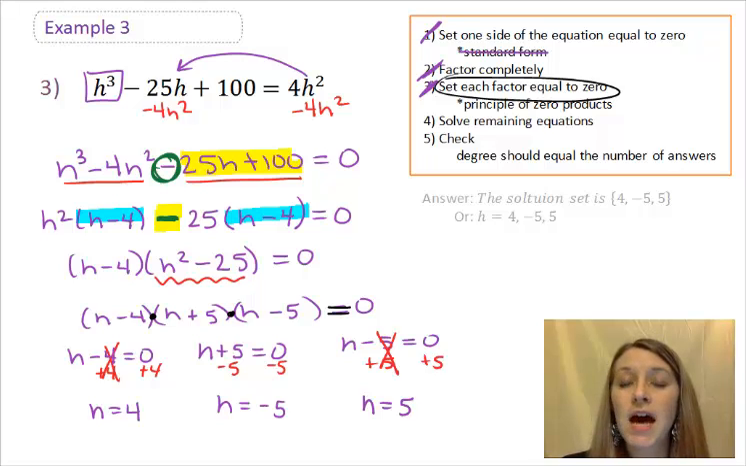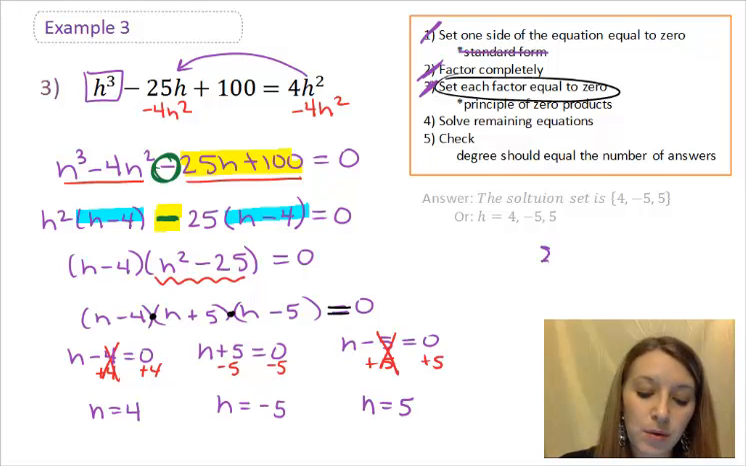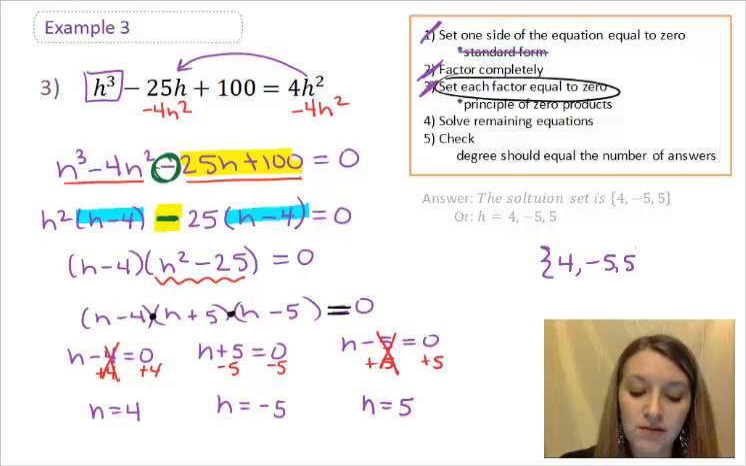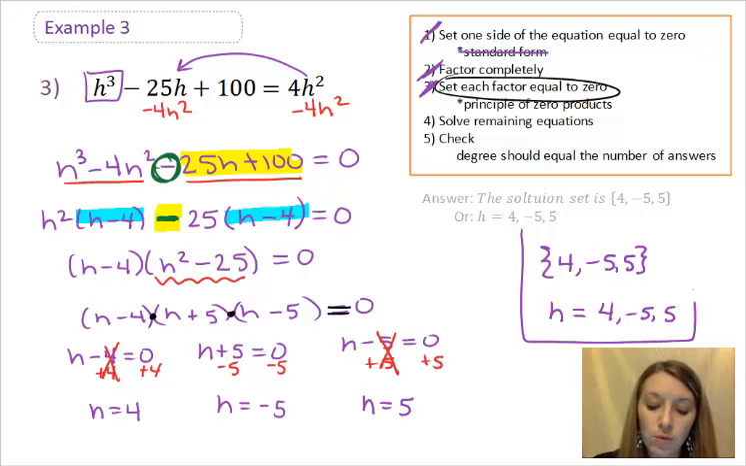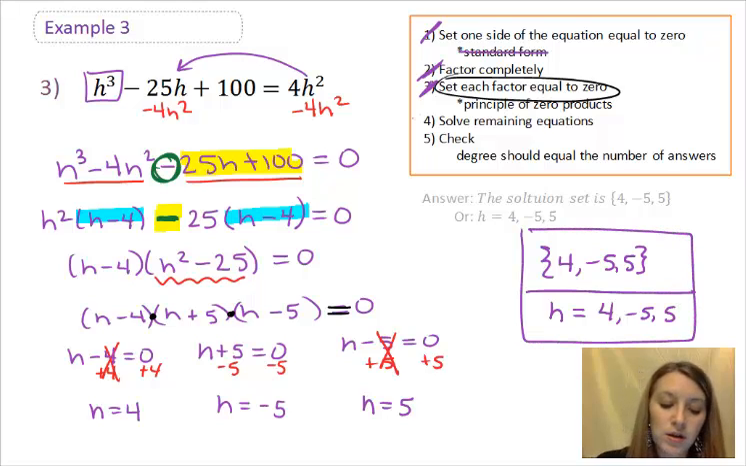Again, pay attention to how the homework asks for it. If it wants the solution set, then you need to put it in a set: 4, negative 5, positive 5, or in any order. If it asks for what the variable is equivalent to, then you have h is equal to, and you input those numbers, but you do not need the braces. Just 4, negative 5, positive 5. So one of these here will be your final answer.